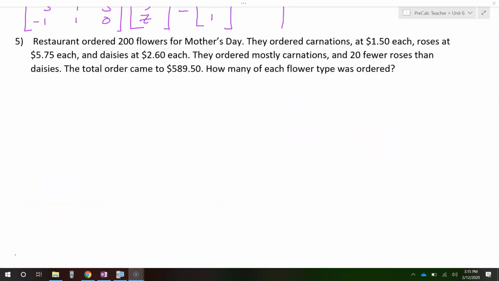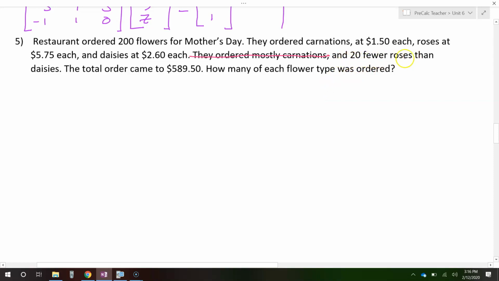All right, let's see. Problem number 5. A restaurant ordered 200 flowers for Mother's Day. They ordered carnations at $1.50 each, roses at $5.75 each, and daisies at $2.60 each. They ordered mostly carnations. That sounds like nonsense. I think we're just going to ignore that part of the sentence. Extra information that we didn't need to know.